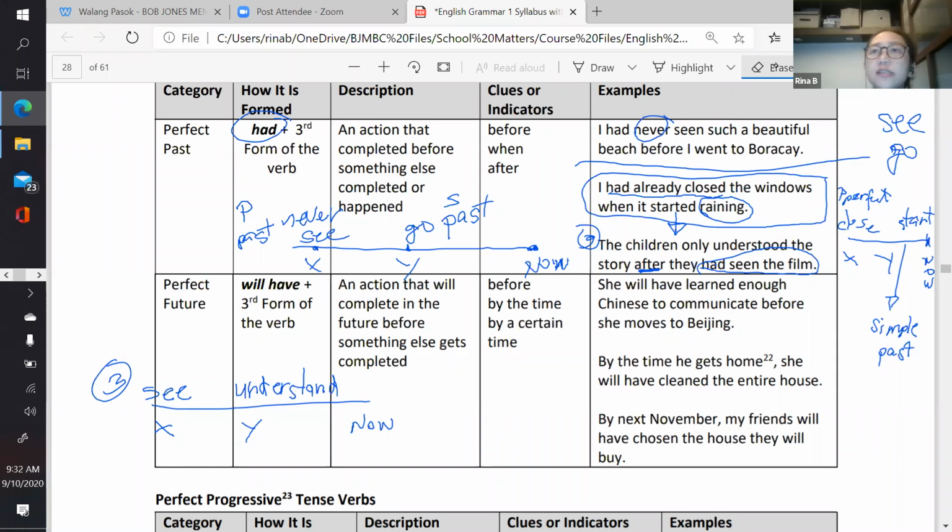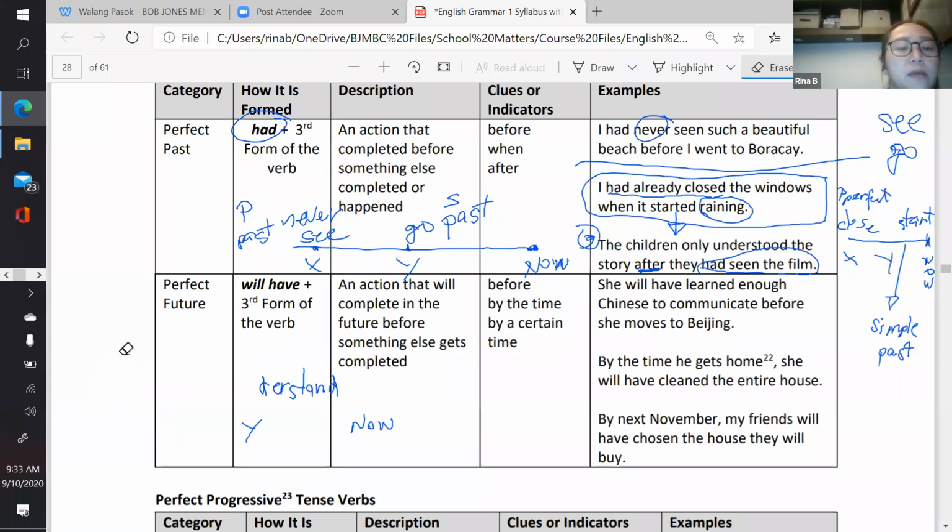Simple future, you're just saying something will happen in the future. But here, perfect future, you're saying something will happen in the future, will finish in the future, before another thing gets finished. So again, two actions, but now in the future. Two actions that you're saying will be completed in the future, one after the other. Yeah?